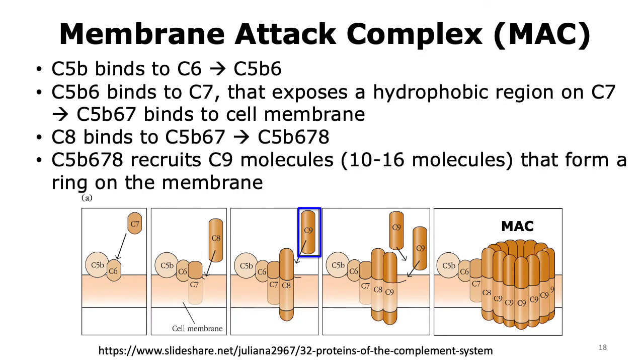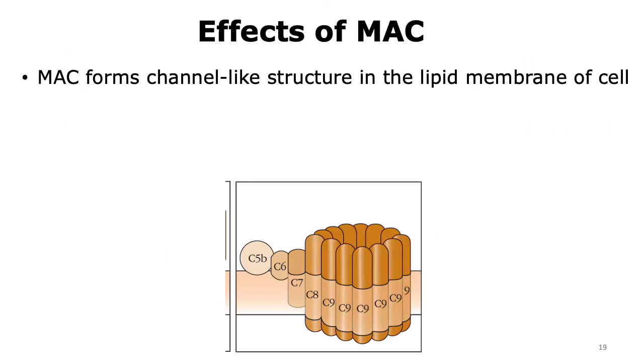This complex can recruit another complement protein called C9 to form another complex. But the neat thing is it doesn't recruit only one C9 molecule. It can recruit many C9 molecules, anywhere from 10 to 16 of them. And these C9 molecules arrange themselves in a ring structure to form the membrane attack complex. The membrane attack complex forms a channel-like structure in the phospholipid bilayer of the pathogen.